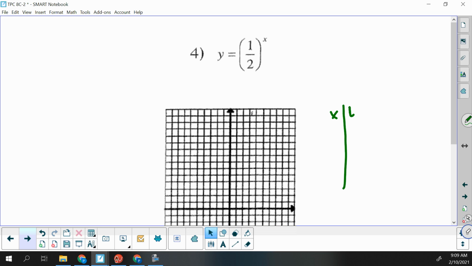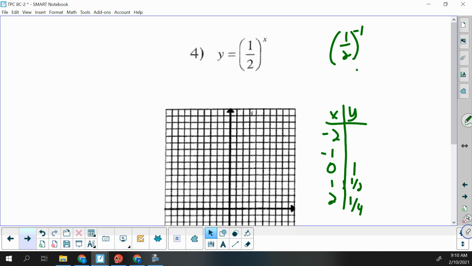No shifts left or right again. So you can start with 0 as your middle value once again. Anything to the 0 is 1, anything to the first is itself. When you square a half, a half times a half is a fourth. Going the other way, and we'll work with this a bunch in the coming days.